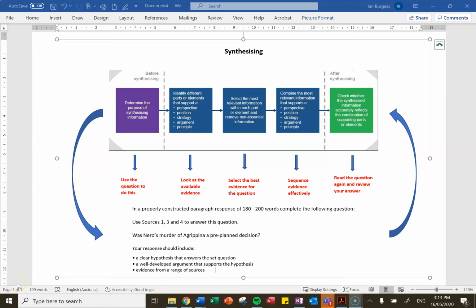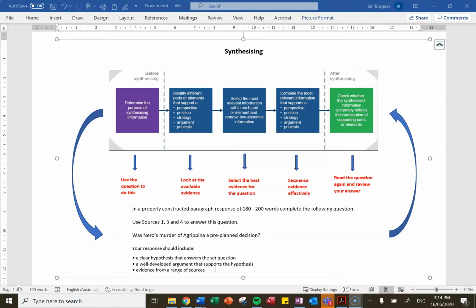Hi, folks. We're looking now at the third of our thinking skills for our external exam, or our mock external exam, which is synthesising. Synthesising is the skill of bringing together a number of different ideas or arguments from a range of sources and forming them into a coherent central argument, or to support a coherent central argument. So it's just an absolutely essential skill for historians.